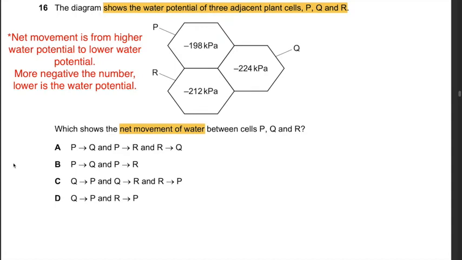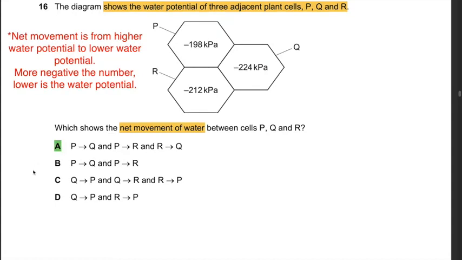Now, if you recall the movement of water, that is osmosis, osmosis occurs from a region of higher water potential to a region of lower water potential. That is down a water potential gradient. Hence, water will move from where there is higher water potential to lower. Since P has the highest water potential, it should start from P, followed by R, which has lower water potential than P but higher water potential than Q, and the least water potential present is in Q. Hence, the water movement will be from P to Q as well as P to R and R to Q. Therefore, the answer is A. Remember, more negative the number, lower is the water potential.